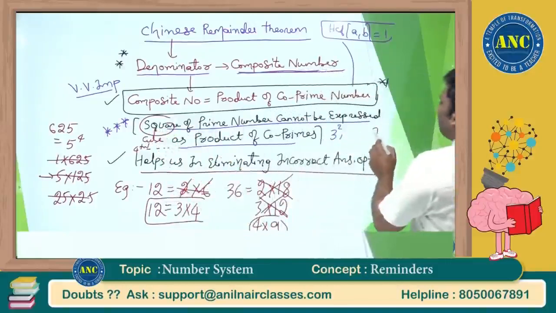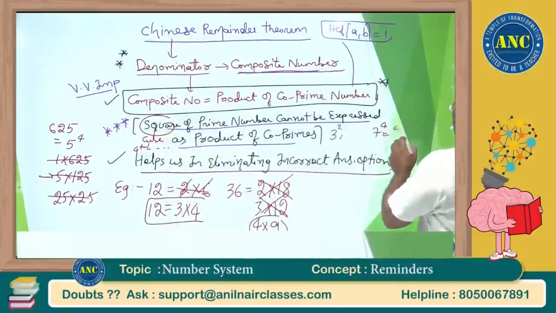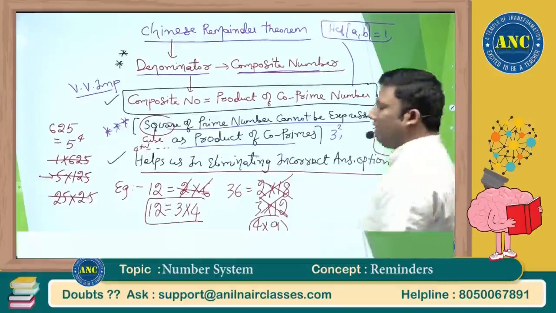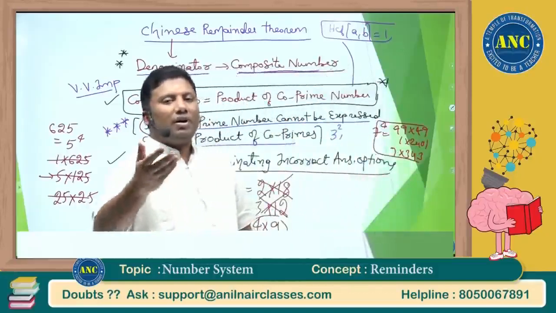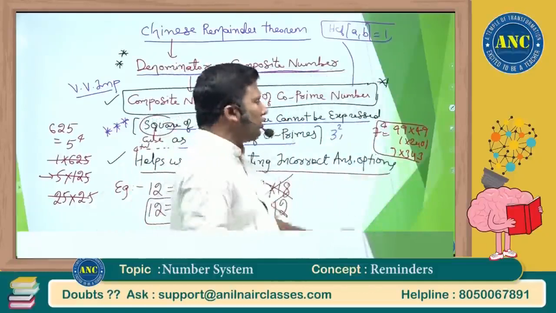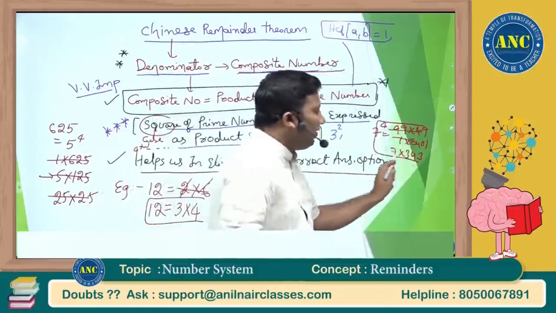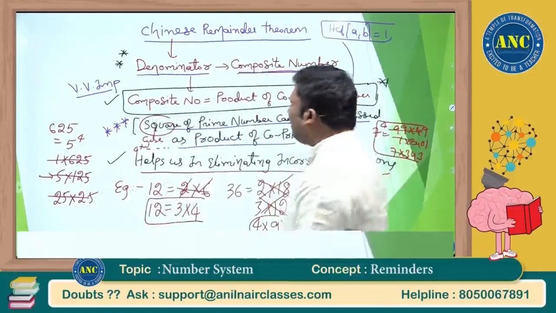For example, 7 power 4 is 2401. The factors are 1, 7, 49, 343, 2401, so total 5 cases we got. None of them has an HCF other than 1. I hope this idea is clear.